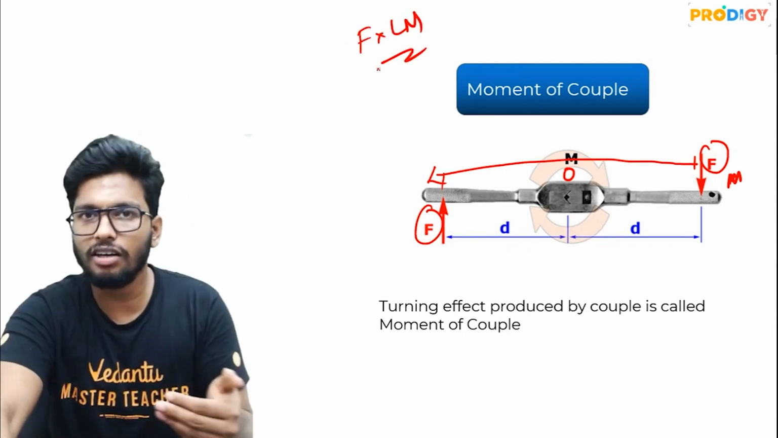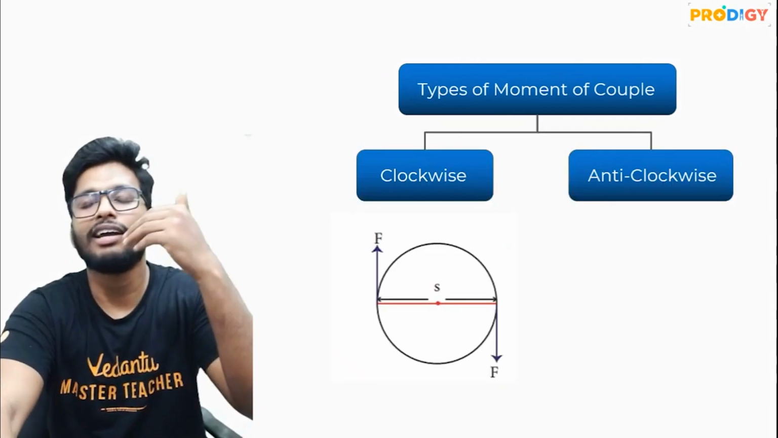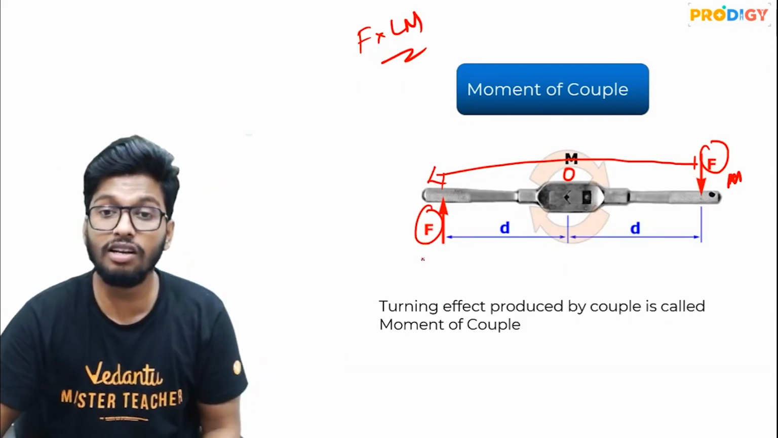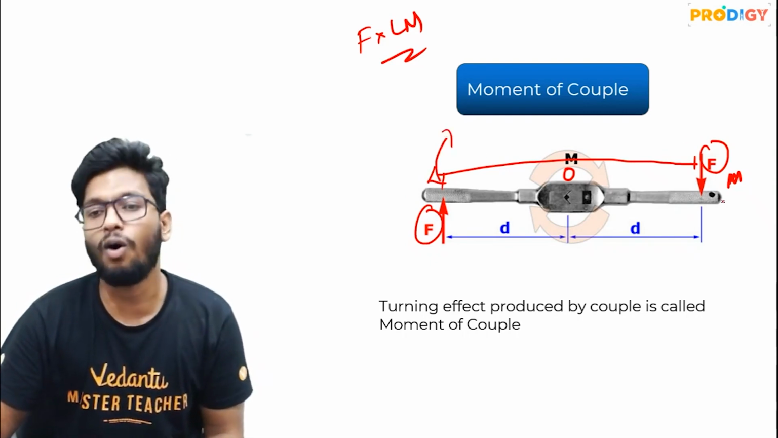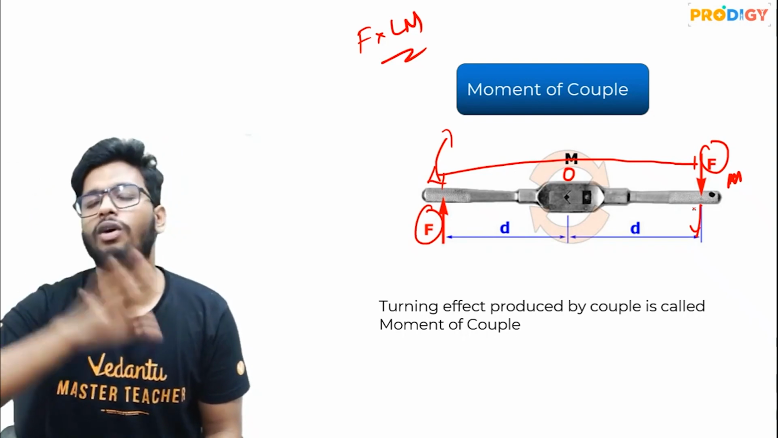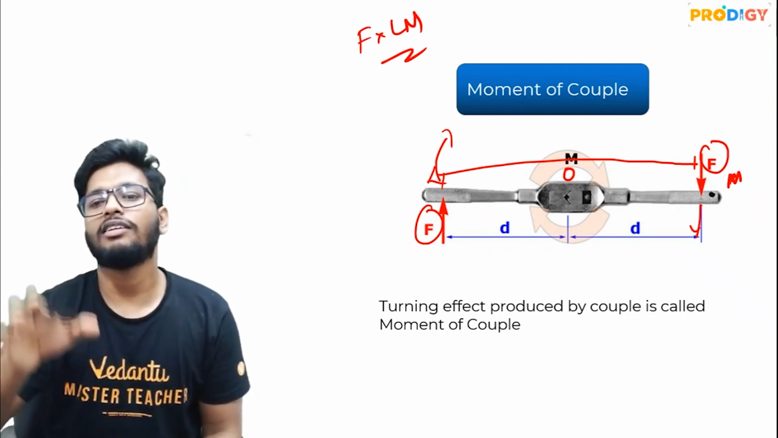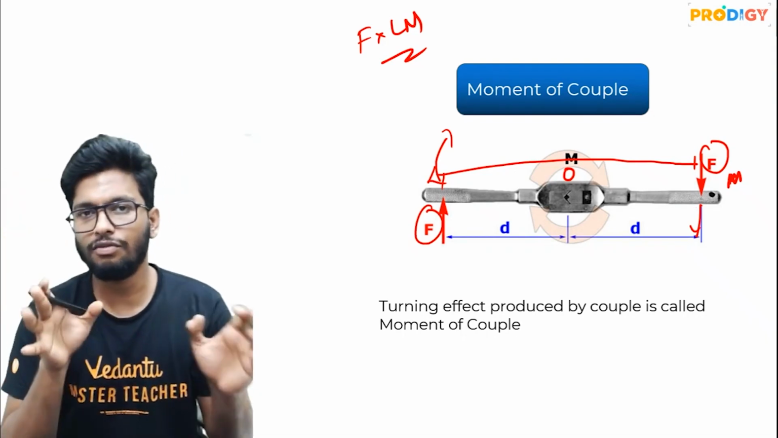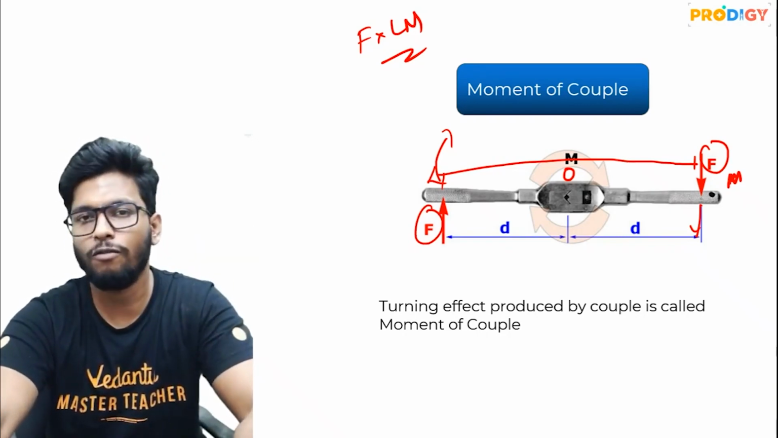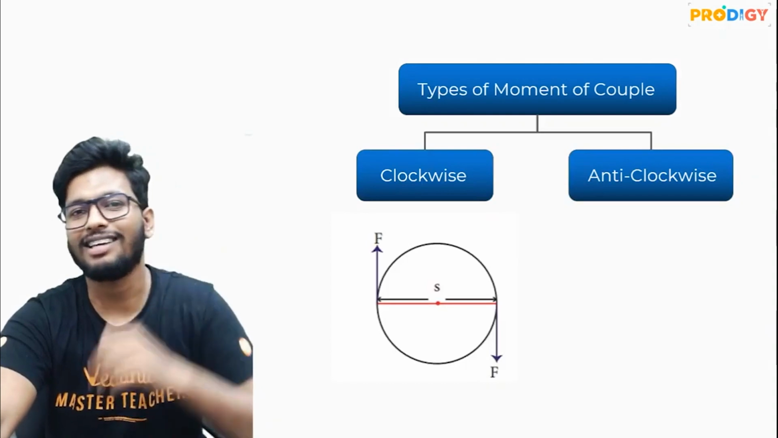If you want to calculate the moment of couple, it's force, either of the two forces, either the one acting in clockwise direction or the one acting in anti-clockwise, whichever way you want. Again, the force into the perpendicular distance between them would give you the moment of couple. All right, so yes guys, that's pretty much it.